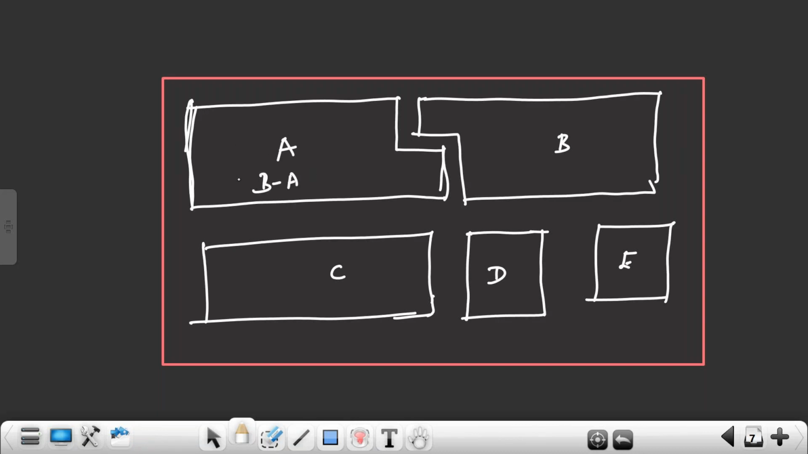Block A is given to one engineer. Block B is given to one engineer. Block C is given to one engineer. Block D is given to one engineer. Block E is given to one engineer. So this person who is handling this entire chip is called the chip top. Our team is called the chip top team.